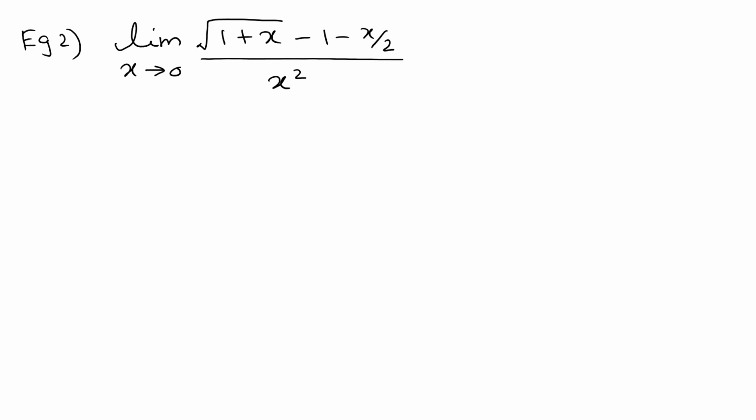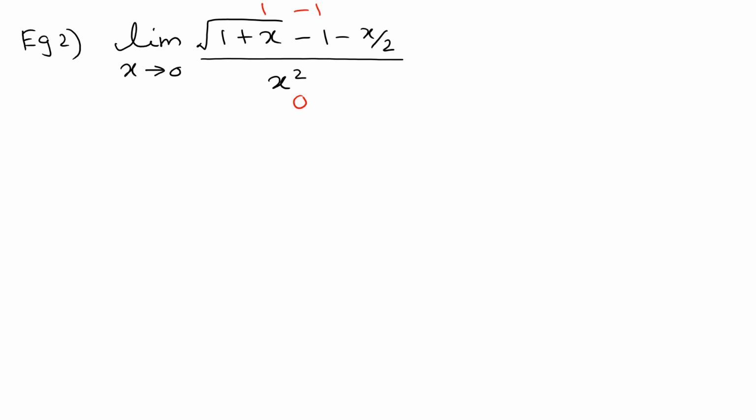We have the limit as x goes to 0 of the square root of 1 plus x, minus the quantity 1 minus x divided by 2, all divided by x squared. Again, as before, you can check the numerator and denominator. The denominator is 0 already. In the numerator, you get 1 and then minus 1.